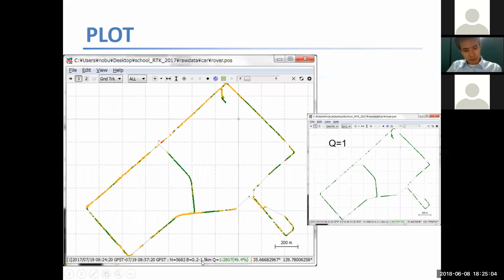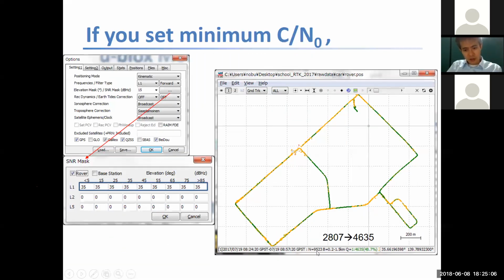So what does it mean? It went from 6,000 to 9,500. Because by setting the SNR mask, RTKLIB does not reject the solutions based on the chi-square test. Please remember that: RTKLIB always includes a chi-square test on the least squares residual. This is very important, and there are many questions about these issues.